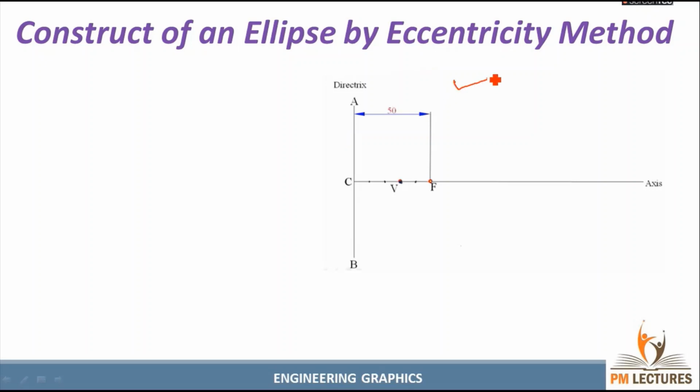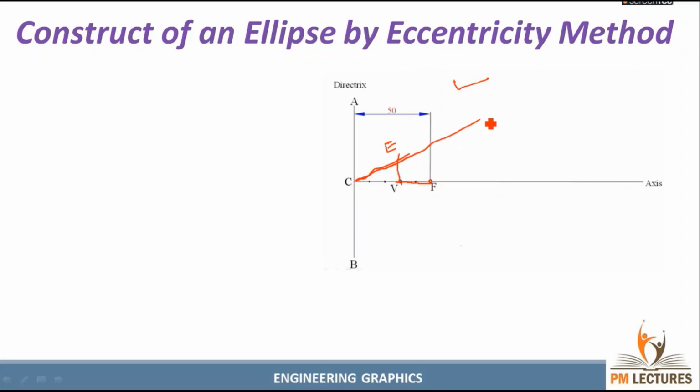So after marking the vertex, we need to measure the distance between V and F. For that distance, we need to draw a vertical line from the point V and mark it as E. Simple step, guys: measure V to F, draw a vertical line for that distance and mark a point as E. After marking the point E, from the C point, draw an inclined line. That line will pass through the point E.